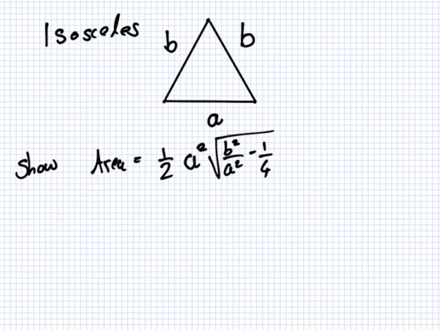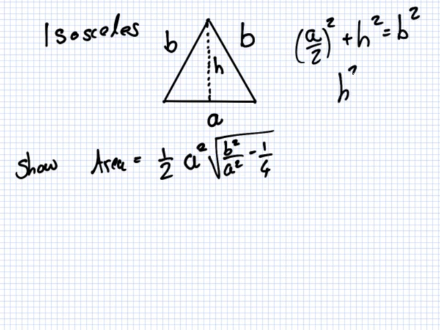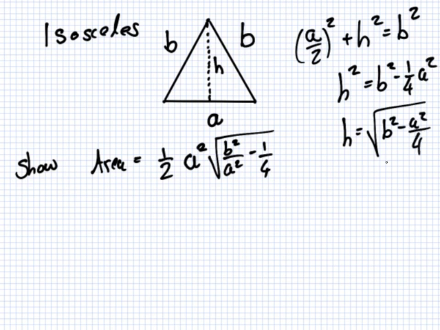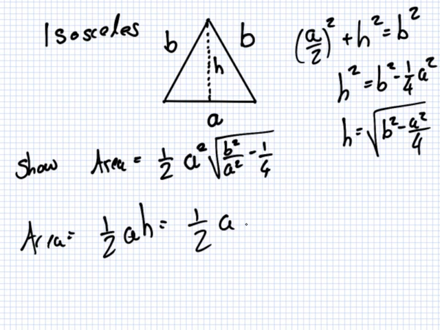Let's have a look. Okay, so I'll call this here H. So I can say A over 2 squared plus H squared equals B squared. So H squared is B squared minus a quarter A squared. So H is root B squared minus A squared over 4. Okay? So the area is a half AH, which is a half a root b squared minus a squared over 4.